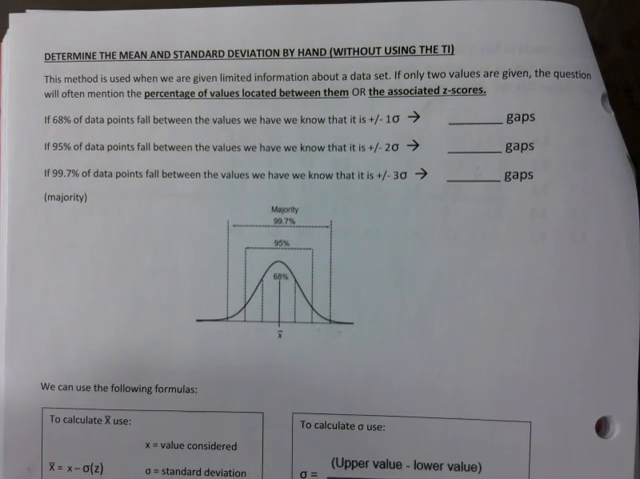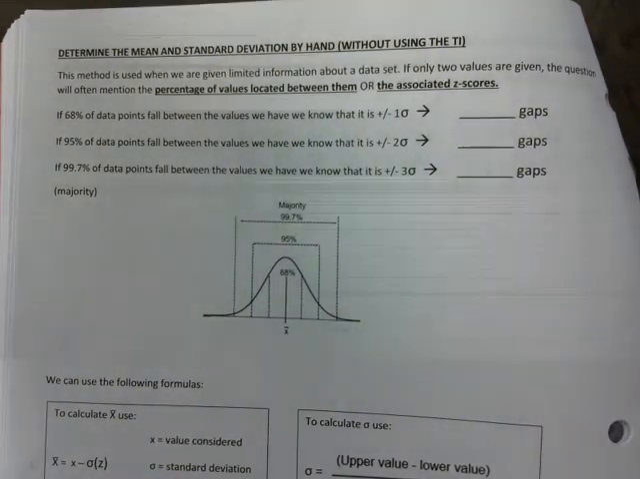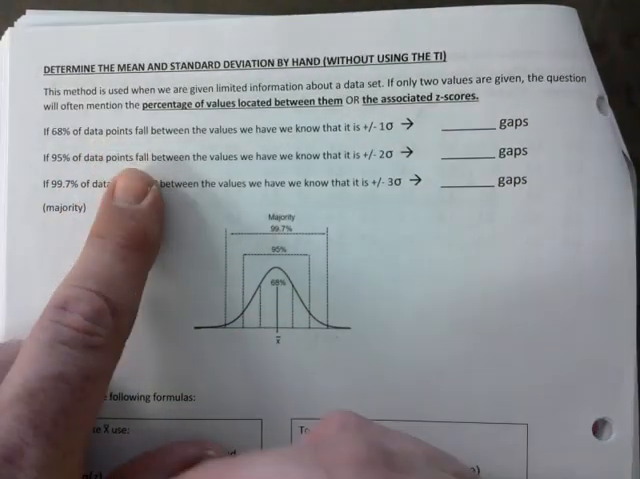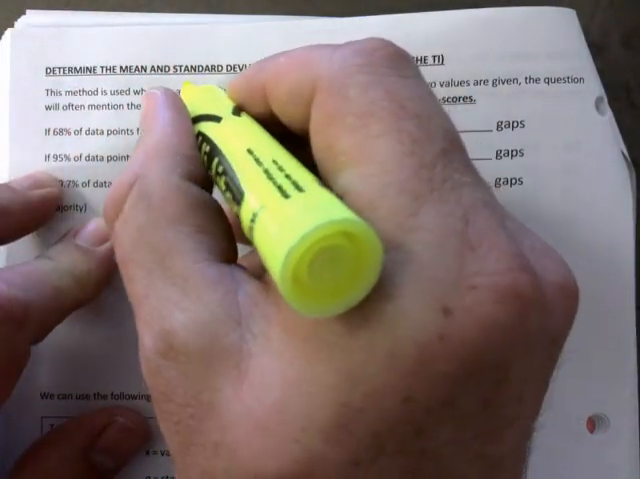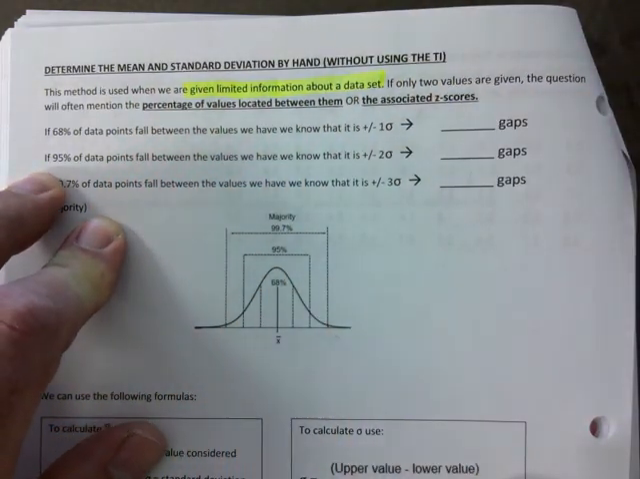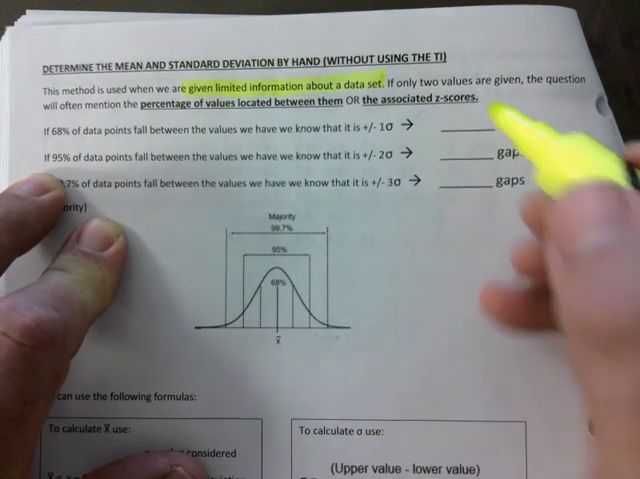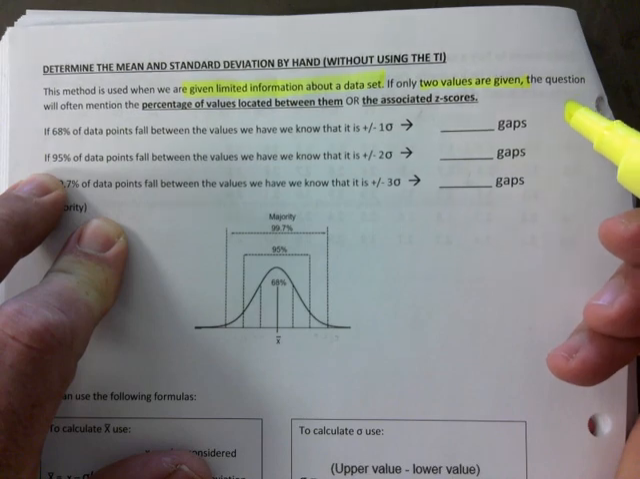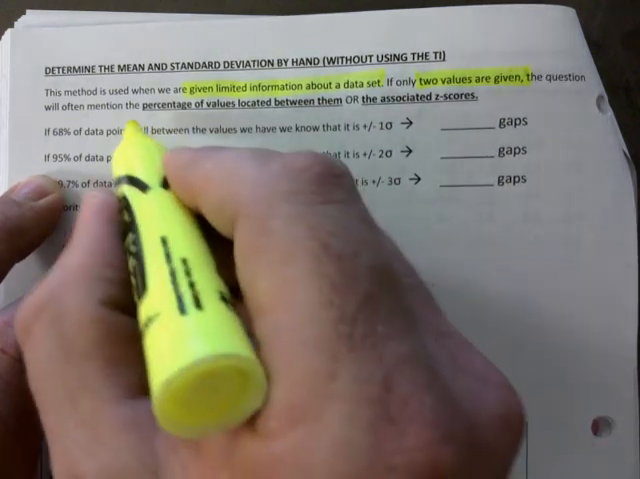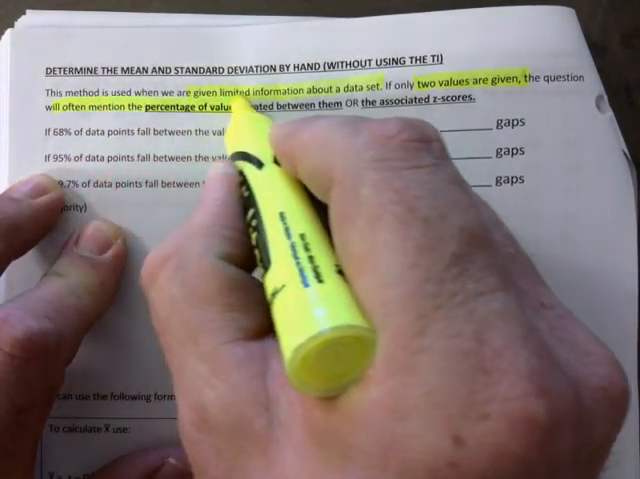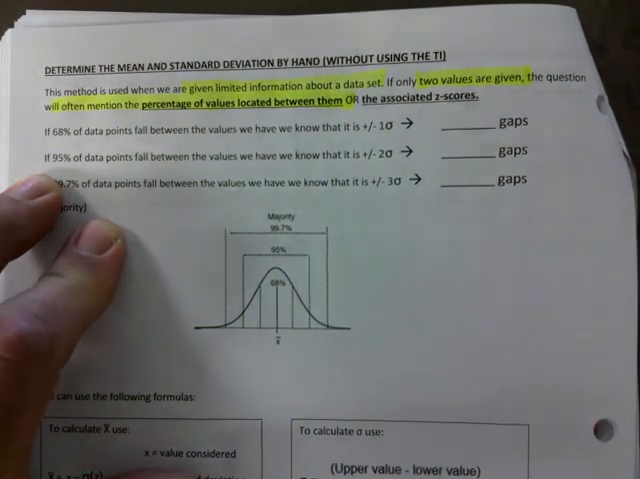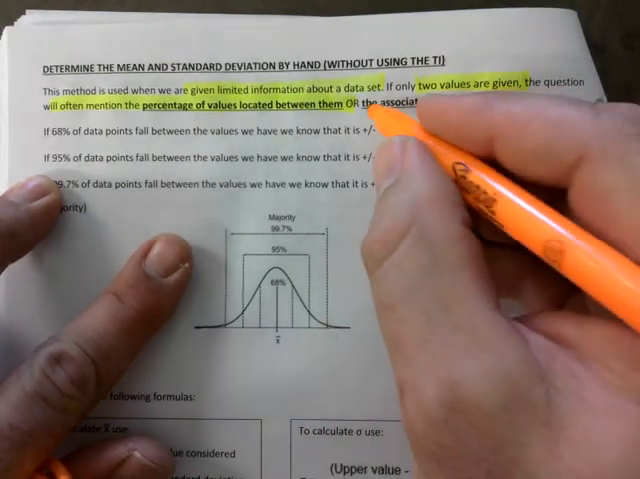Determine the mean and standard deviation by hand, without using the TI. So here are some of the things that I need you to remember. When we're given limited information about the data set, only 2 values are given, and the question often mentions the percentages of the values located between them. Sometimes it'll give you the associated z-scores.